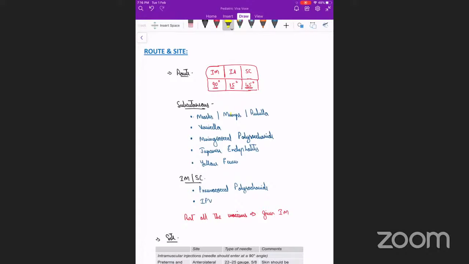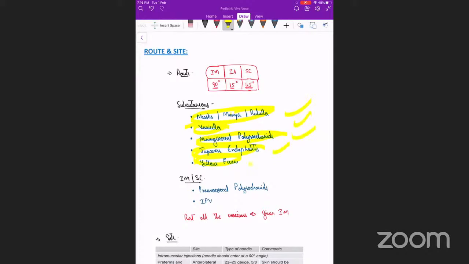Okay. So now what are the subcutaneous vaccines? MMR is given subcutaneous. Varicella is given subcutaneous. Meningococcal polysaccharide vaccine is given subcutaneous. JE and yellow fever are given subcutaneous. So these are the vaccines that are given subcutaneous: MMR, varicella, meningococcal polysaccharide, Japanese encephalitis, and yellow fever.